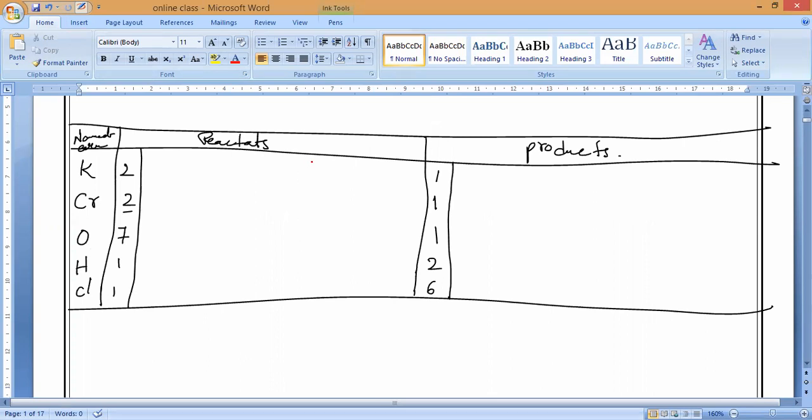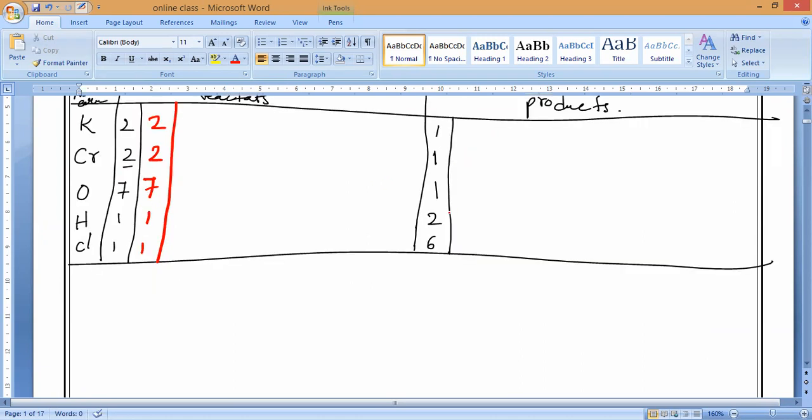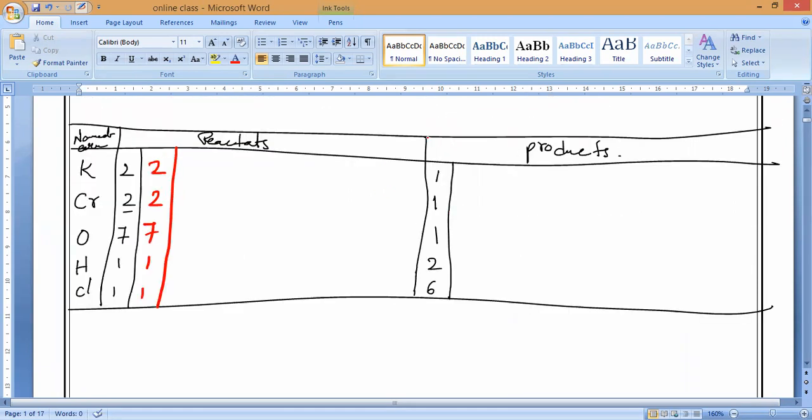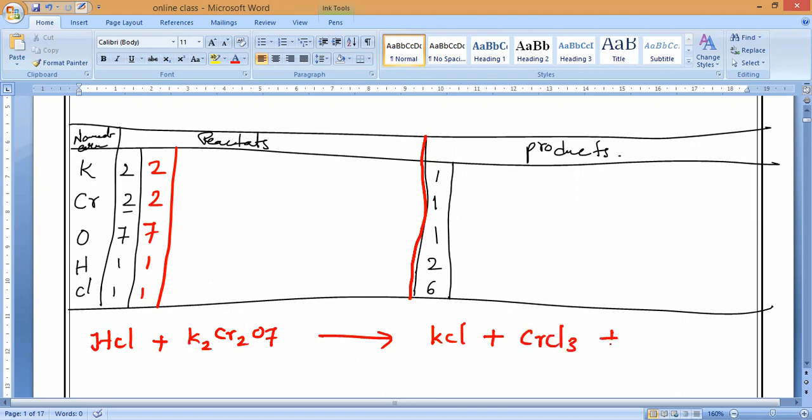So the reactant side stays exactly as it is: 2, 2, 7, 1, 1. Is it okay, everyone? Now the product side. First we write the equation exactly: HCl plus K2Cr2O7. Please tell me, what will come? KCl plus CrCl3 plus H2O plus Cl2.